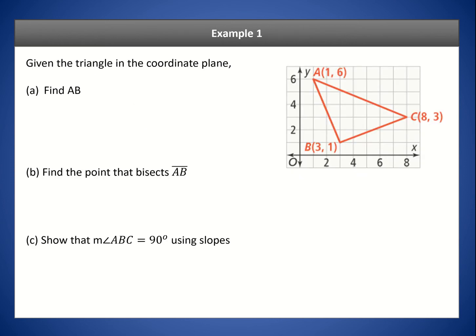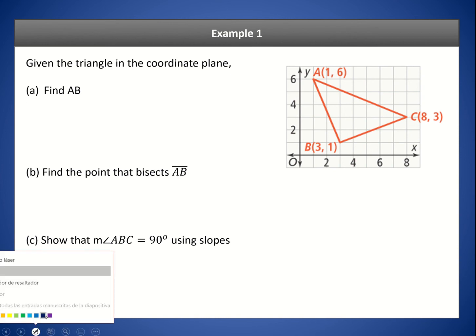All right, so now that we've run over the basic formulas for coordinate geometry, let's go ahead and, given the triangle in the coordinate plane, find AB, and then find the point that bisects AB. Finally, we'll show that the angle ABC is equal to 90 degrees using slopes. So first, finding AB.